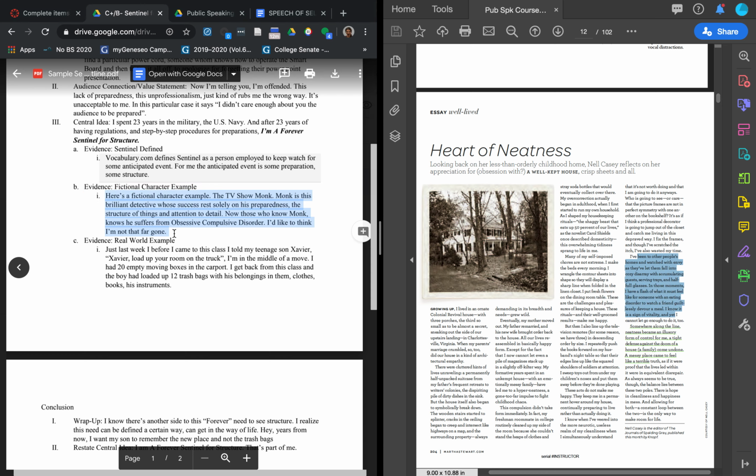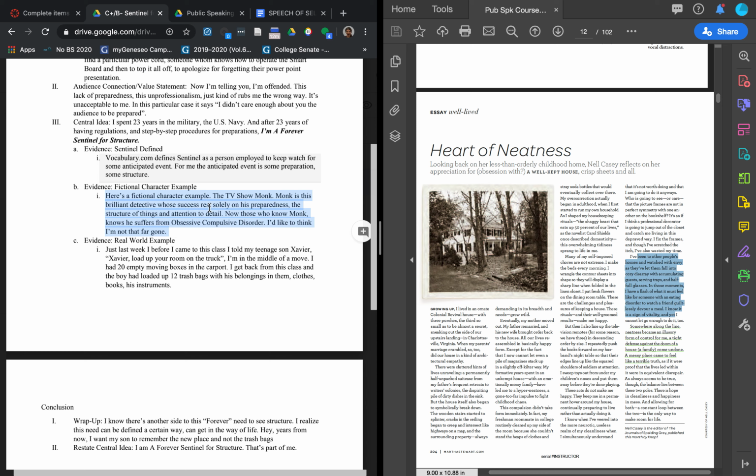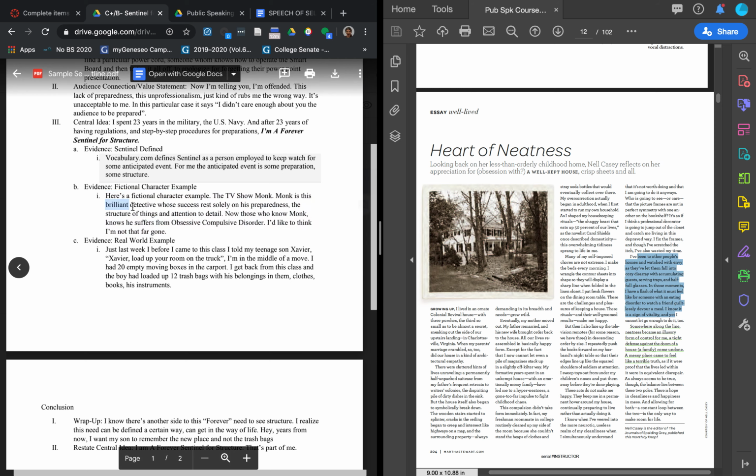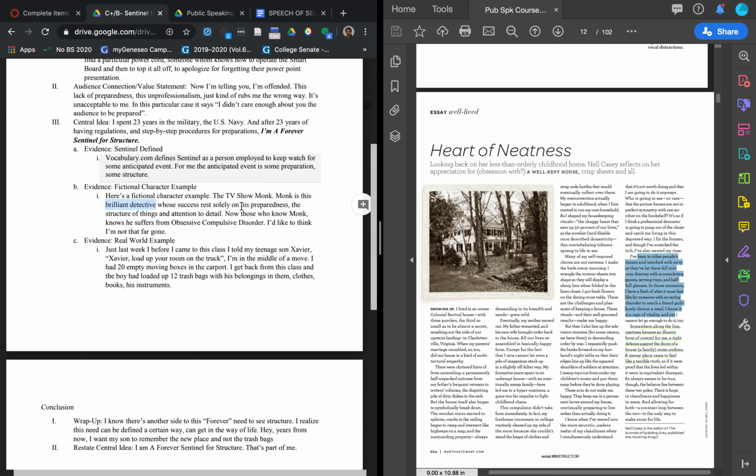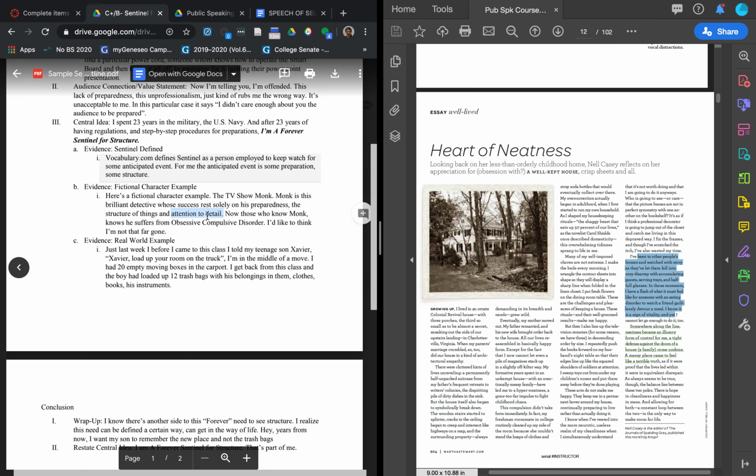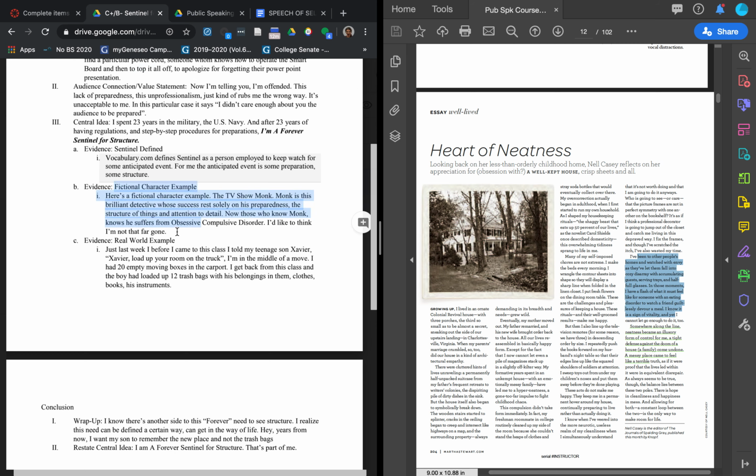There's no showing happening here. There's no depth. It's just like, hey, there's this TV show. The main character is Monk. He's a brilliant detective. Notice that's an adjective. His success is on his preparedness. There's another adjective. The structure and attention to detail. So essentially, all Jeffrey has said here is, I'm like Monk because I like things prepared. So at that point, why even do the comparison at all? You haven't added anything, except you've just brought Monk in.